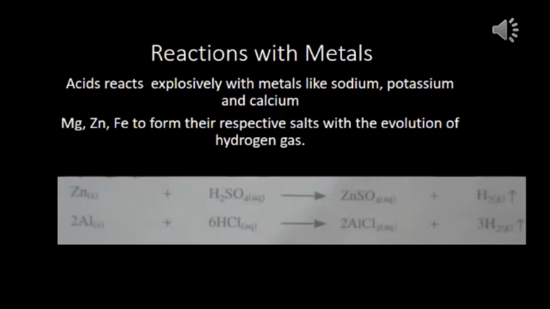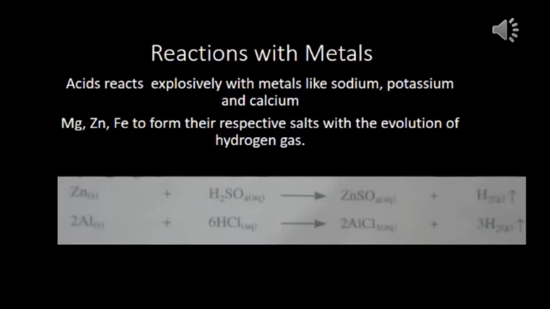So let's start our topic. Today we are going to discuss the physical properties and the chemical properties of acids. As we have discussed the physical properties of acids in our previous slides, now we will discuss the chemical properties of acids. The first chemical property of acid is with metals.